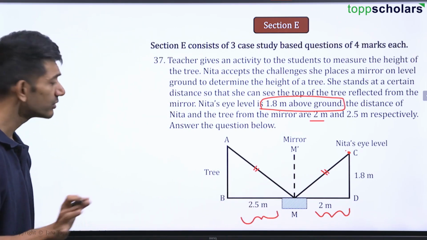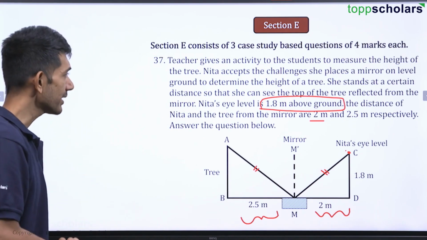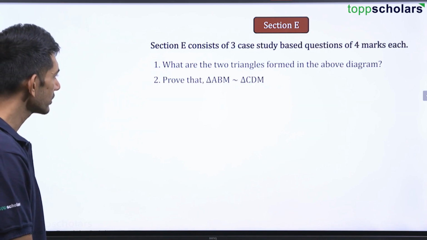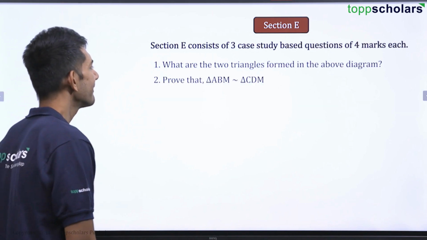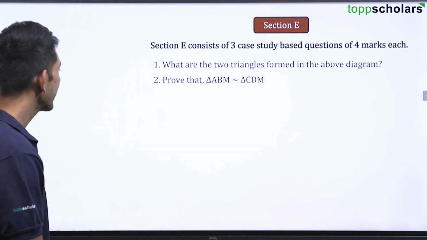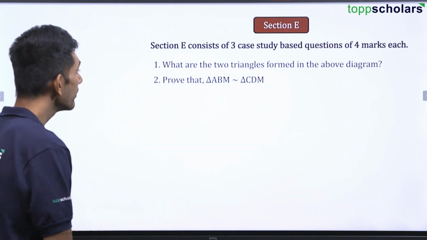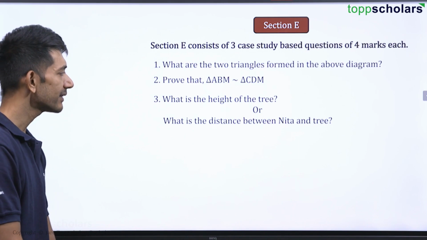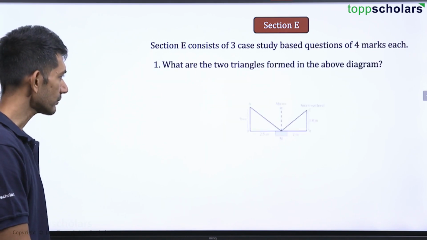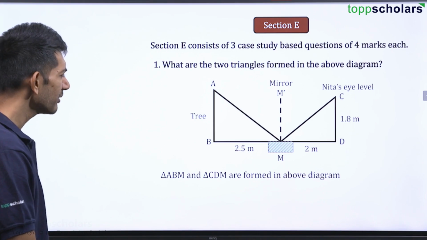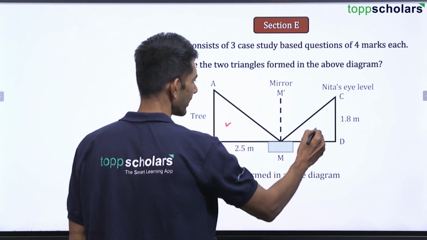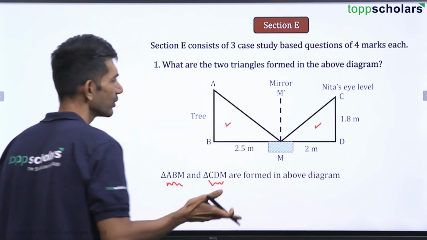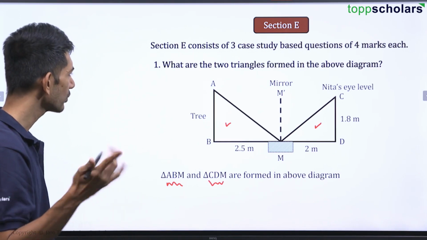We are going to answer the following questions. This question is purely based on triangles now, right? So what is given? What are the two triangles formed in the above diagram? That is the first question. Second, we are supposed to prove that triangle ABM is similar to triangle CDM. The third question says what is the height of the tree and what is the distance between Neeta and tree. Okay, so what are the two triangles formed? That is simple. This is one triangle, this is another triangle. Triangle ABM towards the tree side, triangle CDM towards Neeta's side. Two triangles are formed. Very simple question, 1 marker.